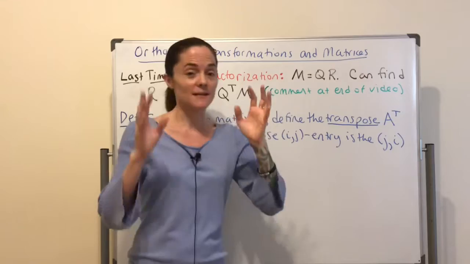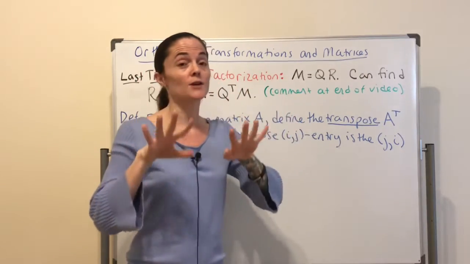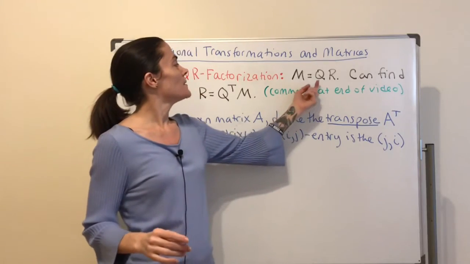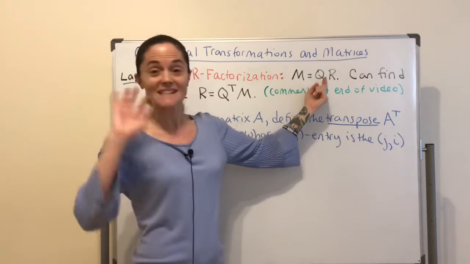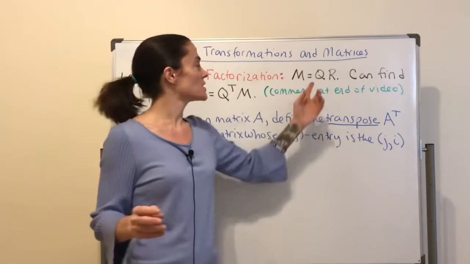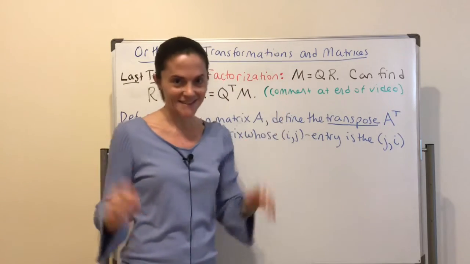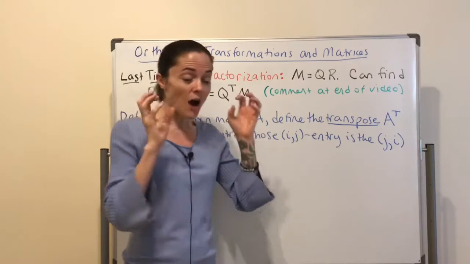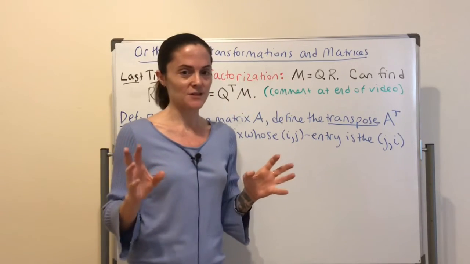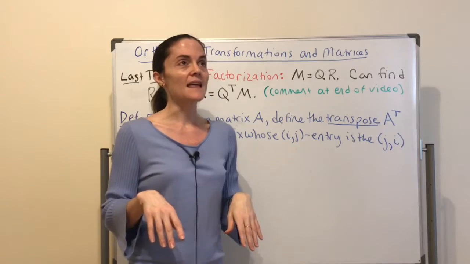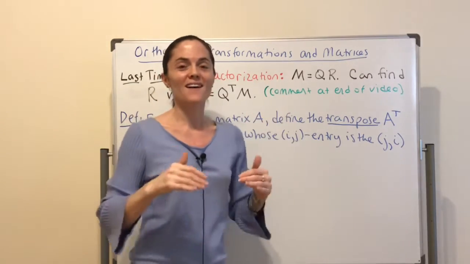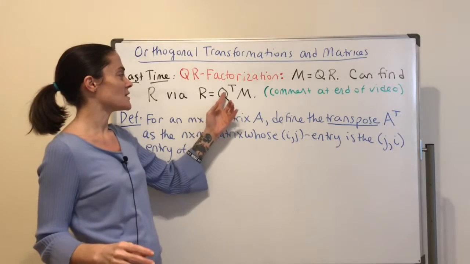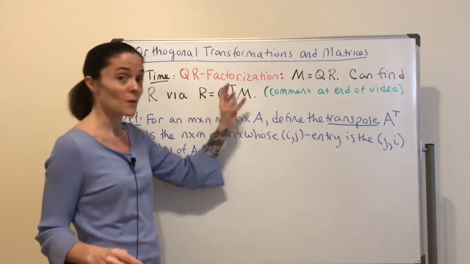We have a matrix, let's call it M, with linearly independent columns. Then there exists this QR factorization where Q comes from Gram-Schmidt, right? And the columns of Q are orthonormal. And R was this upper triangular matrix that you could either fill in as you go along with Gram-Schmidt, or, as I mentioned at the end, you can find R by taking Q transpose times M.